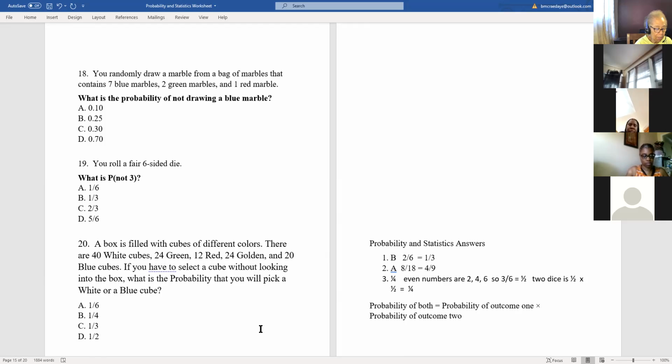You will have independent practice of probability and statistics to work on after we finish this one up. Then if we have time, we'll introduce you to algebra. That'll be our next topic. Any questions on anything we've gone over? No? Okay, so what's your homework? 18, 19, 20, just 3 problems.